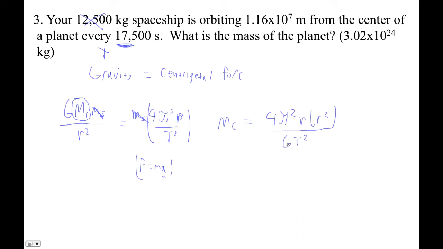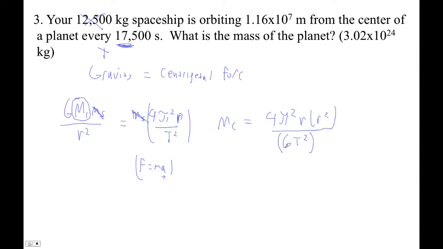So I'm going to type this into my calculator. 4 times pi squared times the radius, 1.16 E7, and then that's actually raised to the third power, r times r squared. So I'm going to go raised to the third power, right? And then I'm going to go divided by, and if you've got a calculator that does the fractions, definitely use that. If you don't, then you have to go divided by, put this in parentheses. Otherwise it will divide by G, multiply by T squared, right?